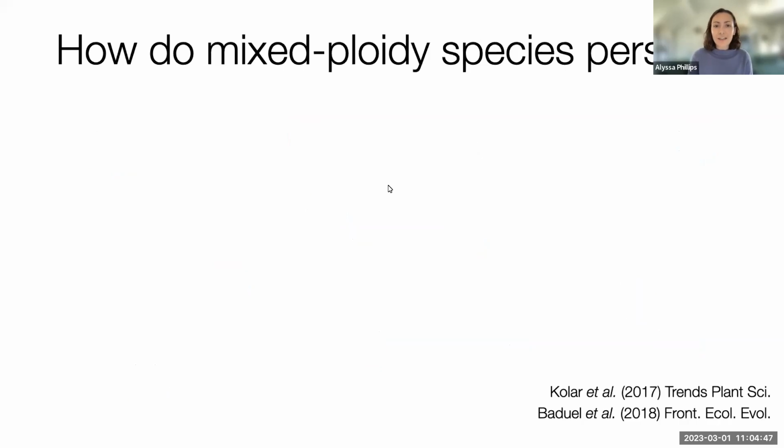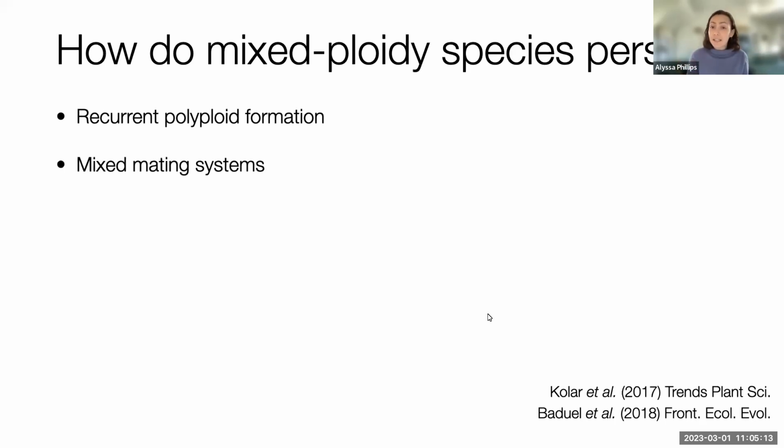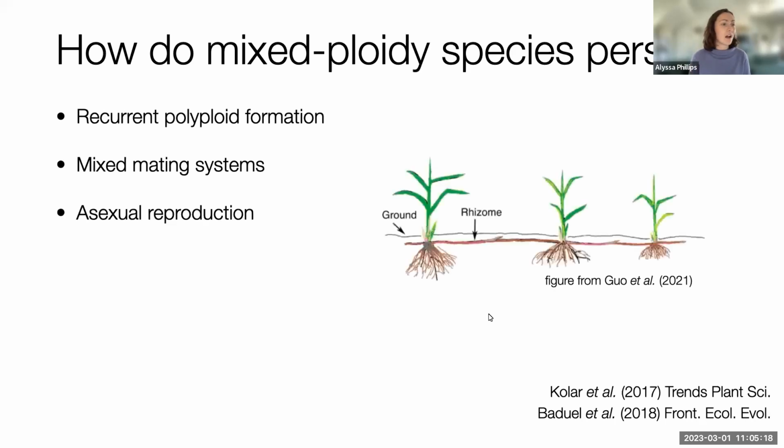Despite this theory, there are ways in which real plant species and real mixed polyploid species persist. And this has been particularly well reviewed in these two recent papers, but I'll just highlight a couple here just to set the stage for what I'm going to talk about. The first being a mixed-ploidy species can overcome minority cytotype exclusion through recurrent polyploid formation. If you just have continuously produced polyploids, you have mates. Mixed mating systems are also useful. So if you can reproduce asexually, you have mates. Asexual reproduction can be useful.